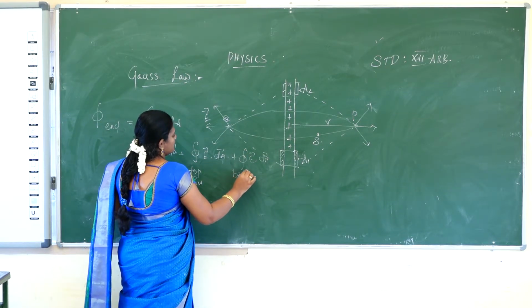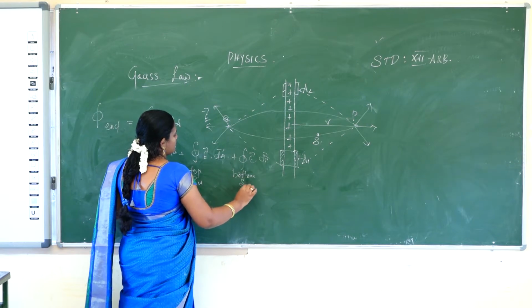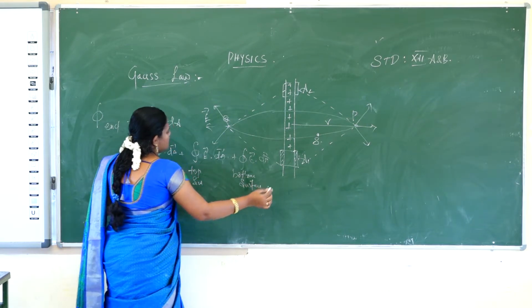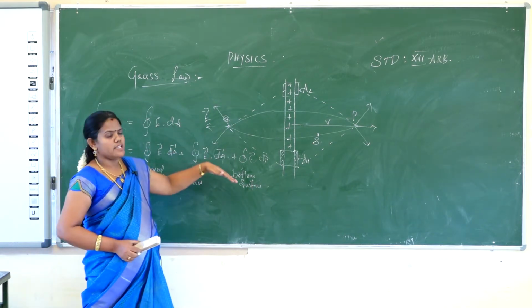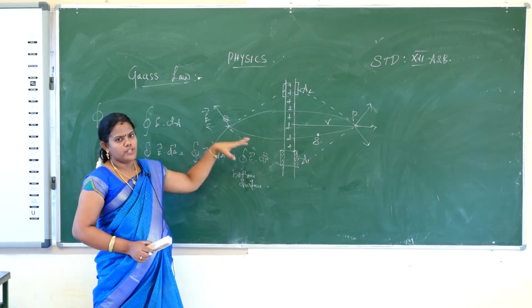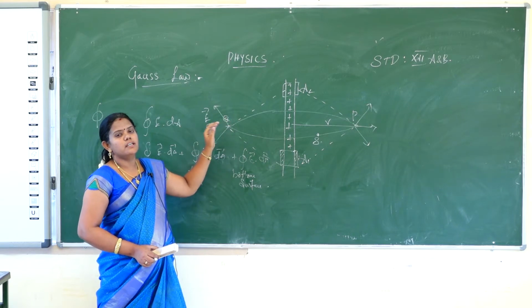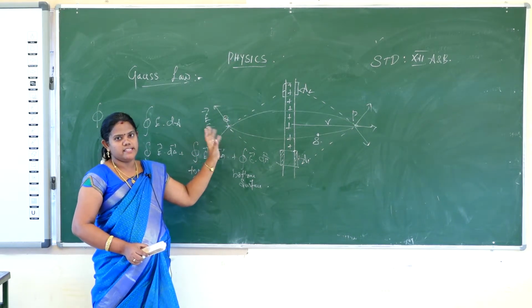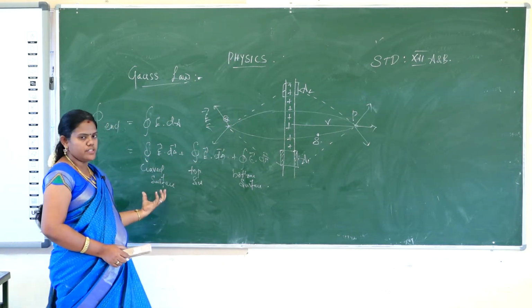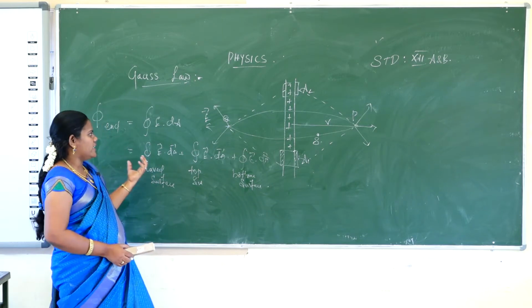On the top and bottom surfaces, the electric field is perpendicular to the area vector, so the flux is zero there and they cancel out. We consider only the curved surface, so we will calculate for the curved surface only.